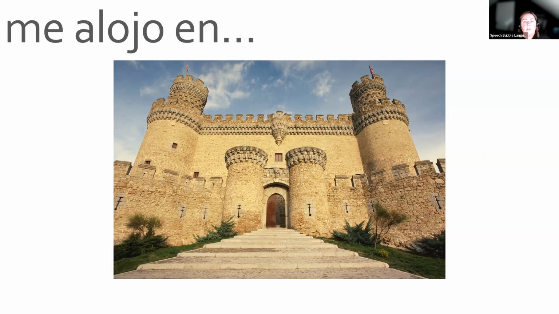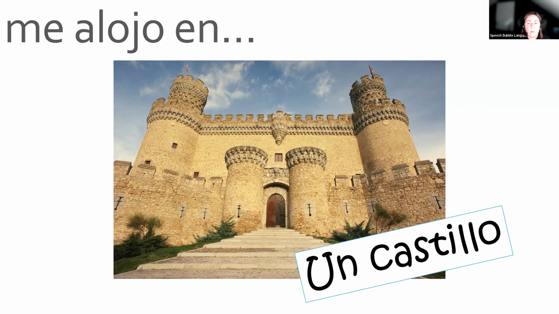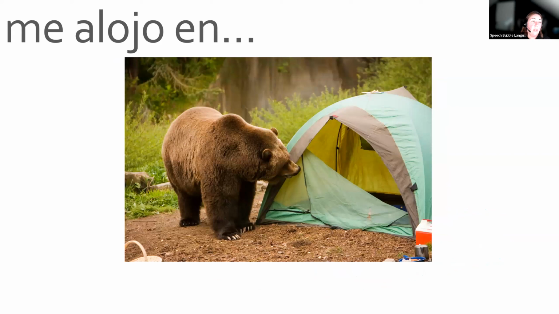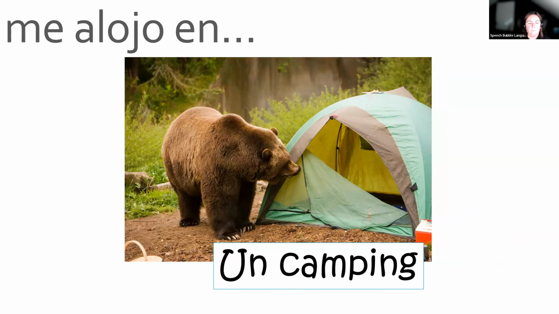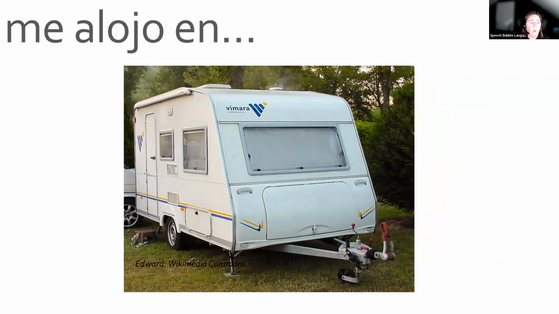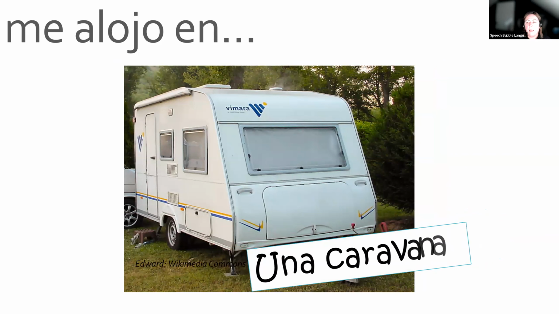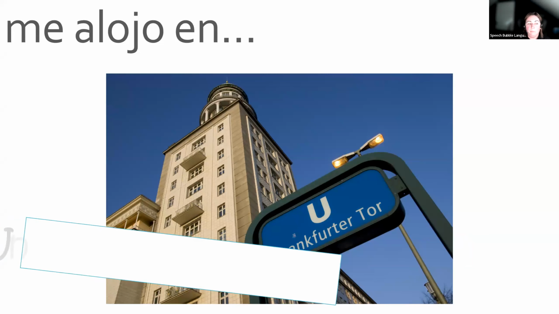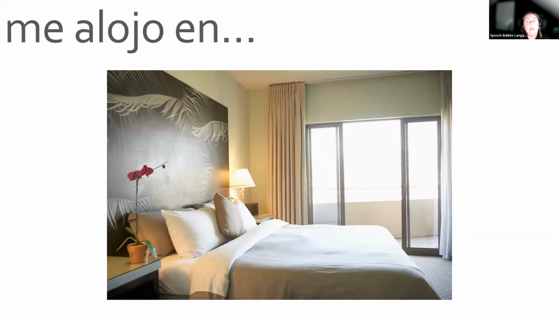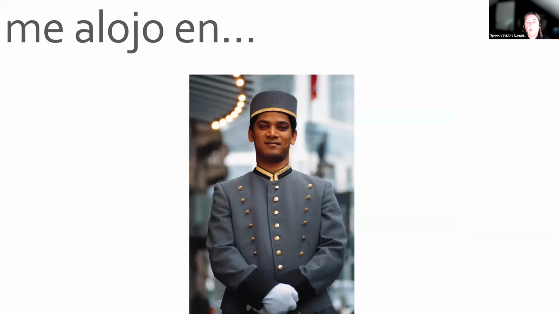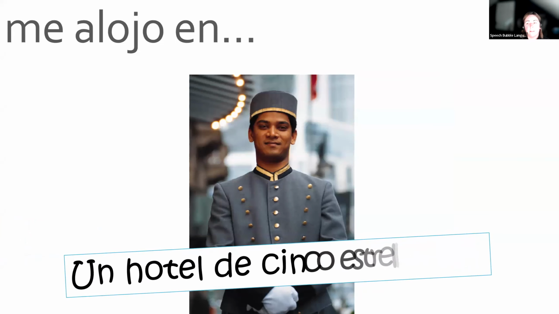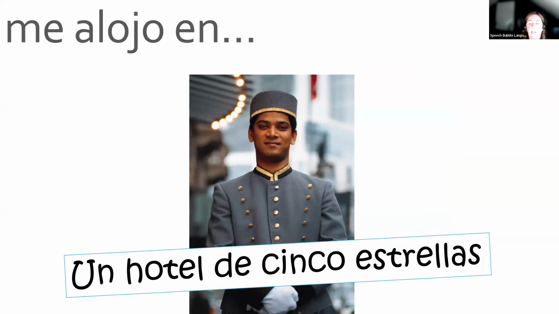Okay, now we're going to look at where we stay. This one here is obviously a castle. Me alojo en un castillo. Me alojo en un camping. This one's pretty similar. Me alojo en una caravana. Me alojo en un apartamento. Me alojo en un hotel. Me alojo en un hotel de 5 estrellas.